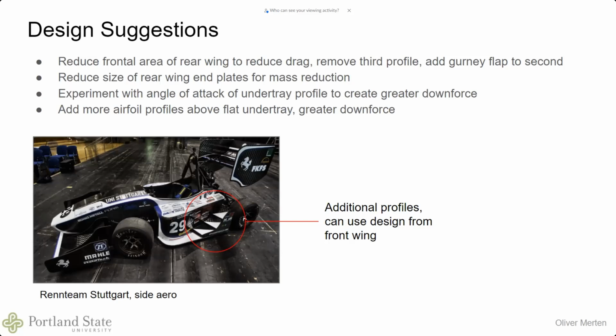And so an implementation of that might look like the car here from Stuttgart, where they have airfoil profiles. They have 3 of them there on top of their side pod structure. However, ours would be closer in towards the cockpit of the car rather than in between the wheels, because that's already a highly turbulent, low velocity zone. So the amount of downforce you can produce in that area is pretty negligible.